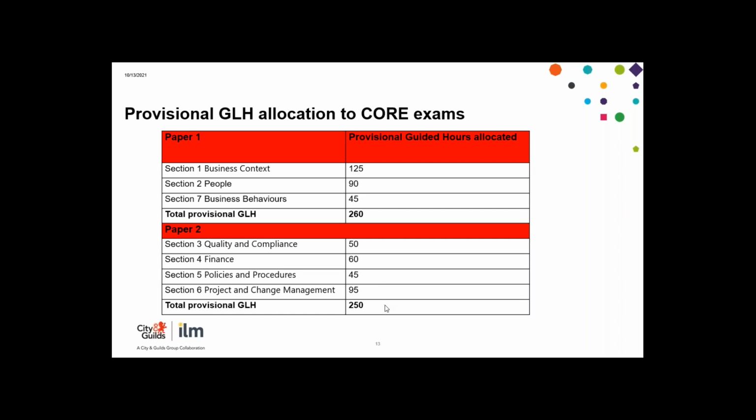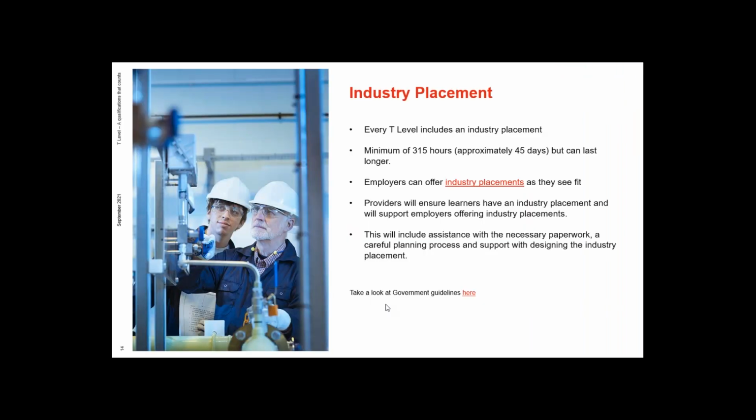Now on the next slide, we've included this because although technically the industry placement isn't part of the technical qualification, as Karen outlined earlier, every T-level does include an industry placement. So the employer focuses on developing the practical and technical skills that your learners need for that occupation. And it's pretty hefty, it's about 45 days. It can be longer than that, but it must be a minimum of 315 hours.